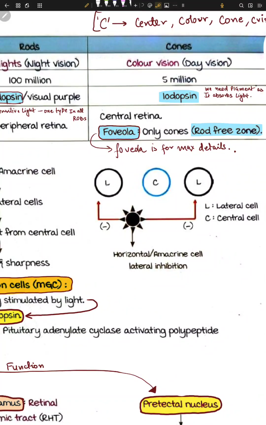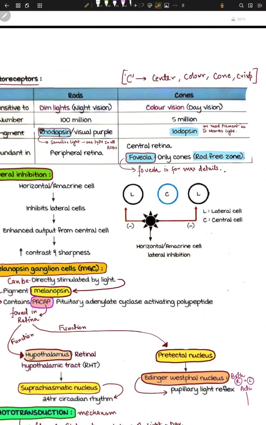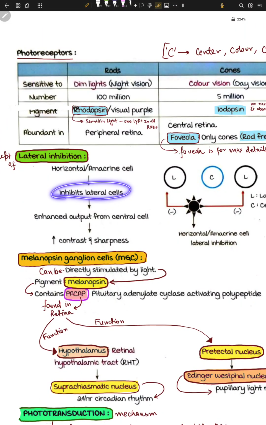What happens is that these lateral cells are inhibited, okay? And when they are inhibited, most of the light is concentrated in the central one, the fovea one, okay? So it inhibits the lateral cells and enhances output from the central cell, of course. The contrast and the sharpness increase a lot. That's the concept of lateral inhibition. So this is it. Cool.